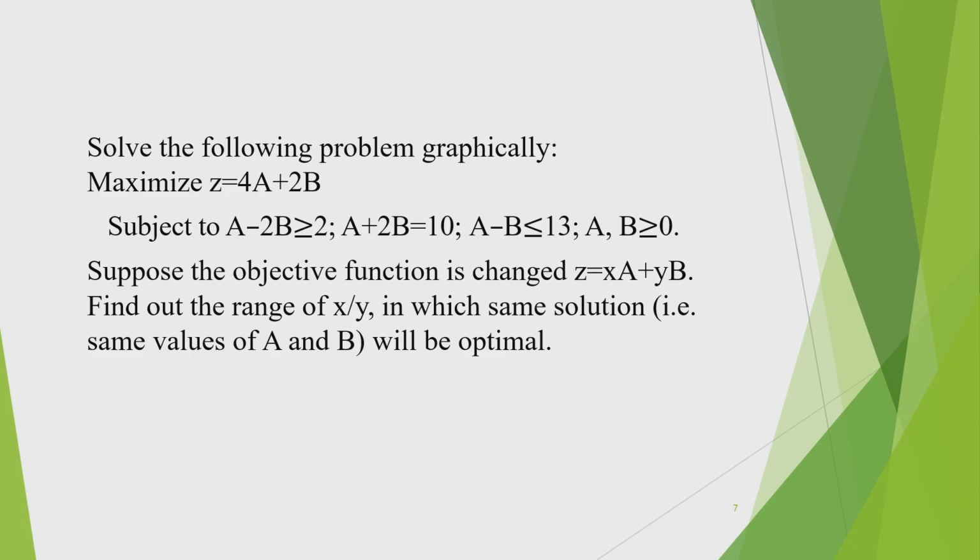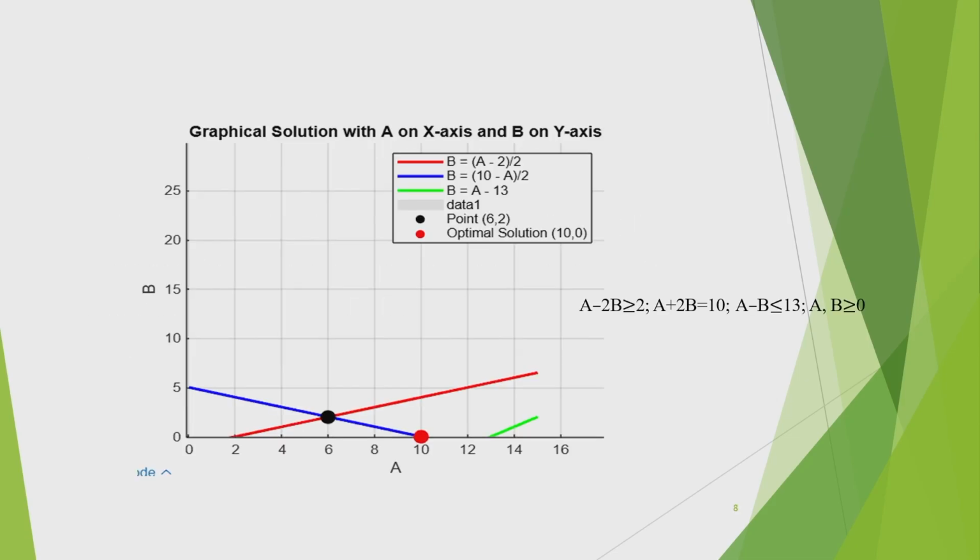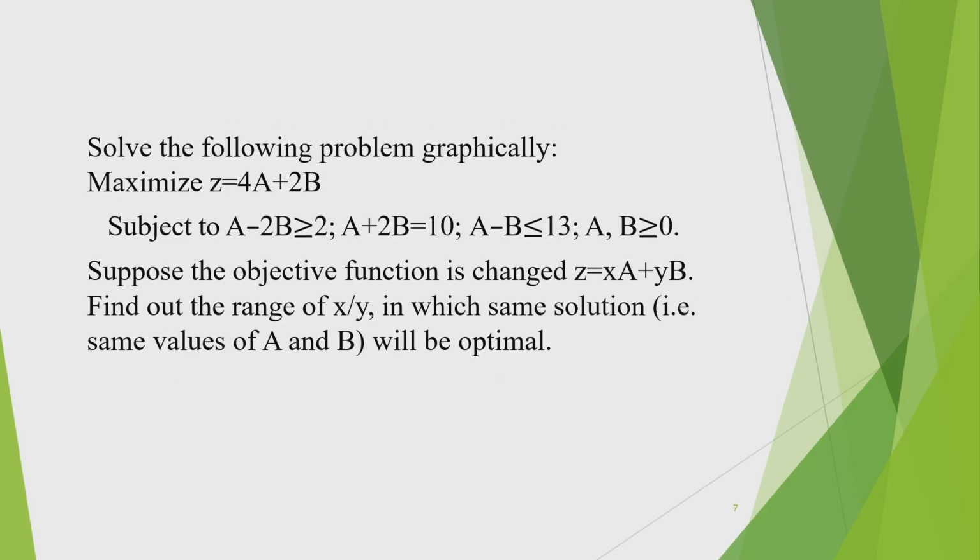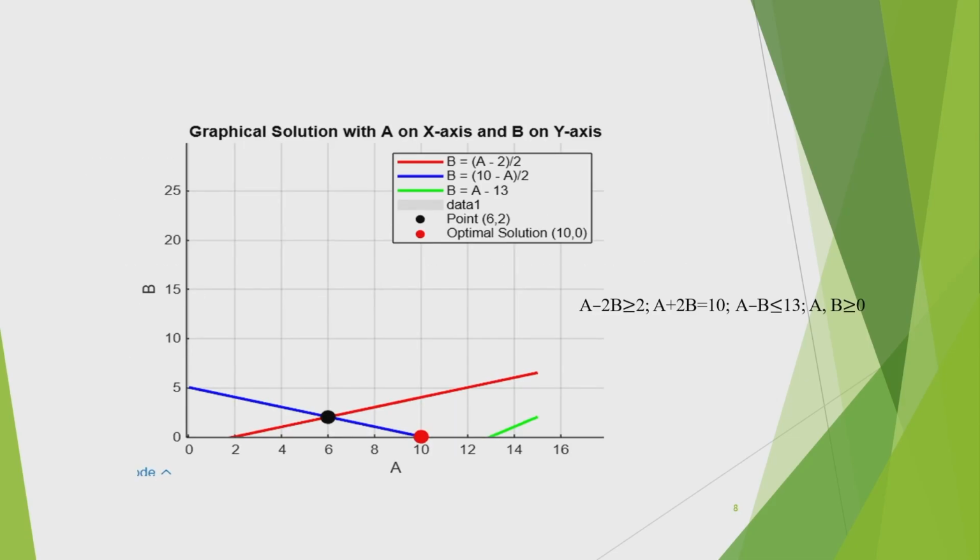One is equality, another is less than or equal, and another is greater than or equal type. Now, first we can solve that. Let us see how we solve it. We draw it, suppose this is the A line and this is the B line, using open source software. I have made the graph from there.